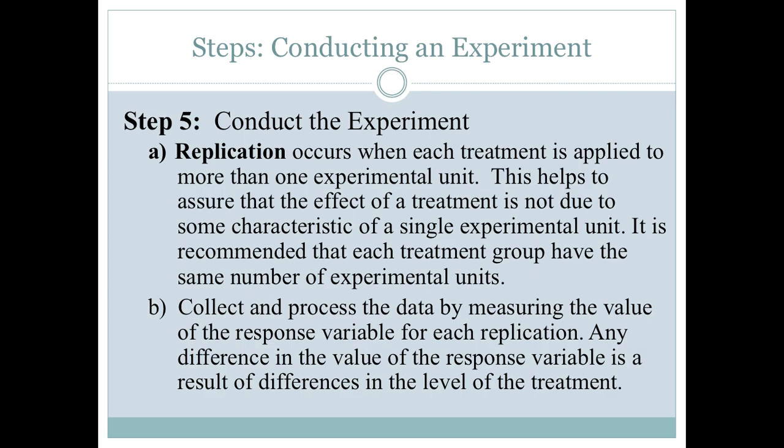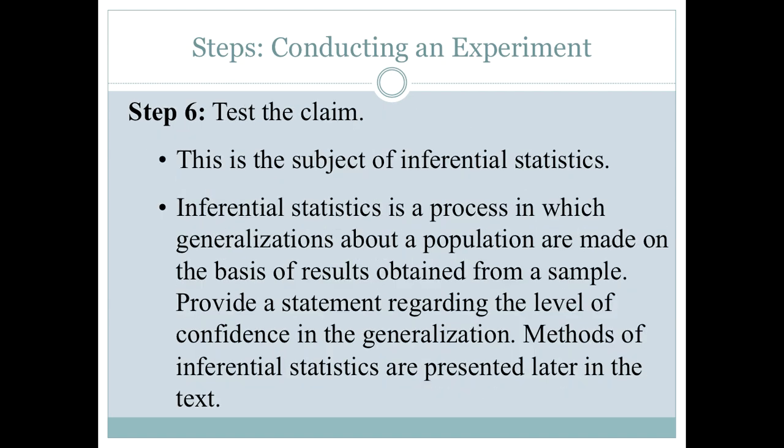And then you collect and process the data by measuring the value of the response variable for each replication, and any difference would be recorded. And then you go ahead and test the claim. Now, this is what we're going to be dealing with in the latter half of the class. We're actually going to be using inferential statistics in order to make generalizations about a population based on the results of a sample. So we take our sample, we're able to generalize it back onto our population using some kind of inferential statistics. And then we provide a statement regarding the level of confidence. So I mentioned earlier we can never really be 100% confident about a conclusion that we make, but we can tell people how confident we are.